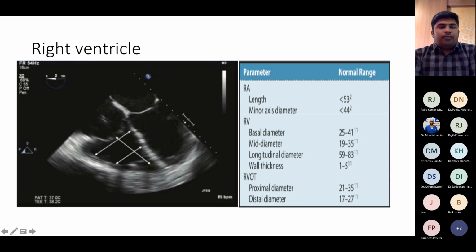Coming to quantification of the right ventricle, the mid-esophageal four-chamber view can be used by turning the probe rightward, focusing more on the right ventricle. The maximum diameter of the RV should be measured. We can measure the basal diameter just below the tricuspid annulus, and the maximum value is 41. The mid RV diameter is measured at the tip of the anterior tricuspid leaflet. The normal reference value is 35.